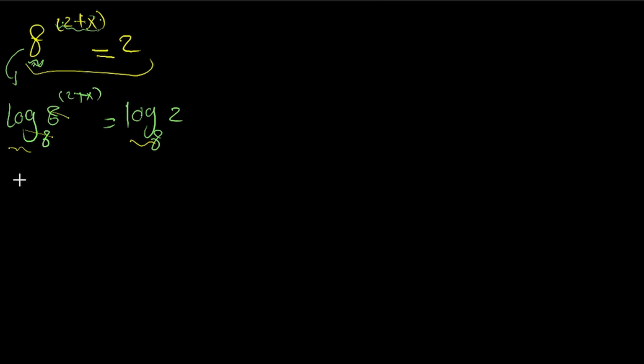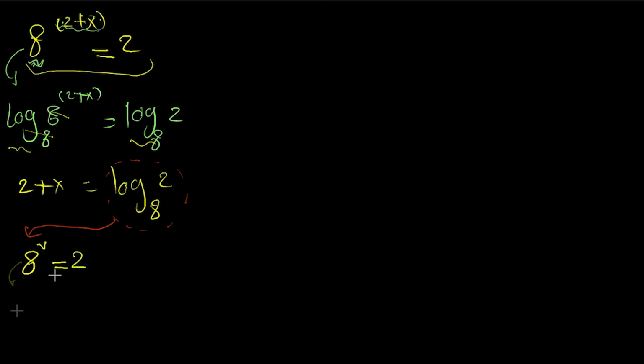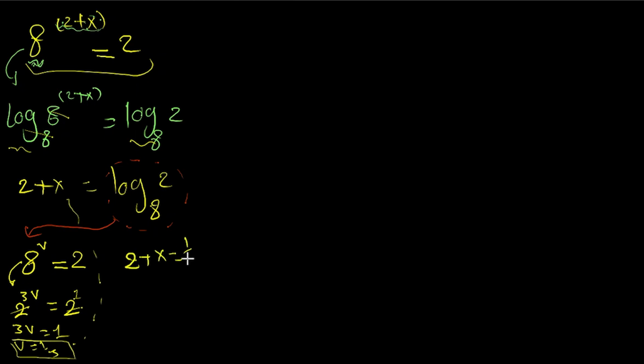You will end up with 2 plus x equal to log base 8 of 2, which is 8 to a certain power giving a value equal to 2. This 8 could be 2 to the power of 3, and of course this will be multiplied by the v, equal to 2 to the power of 1 anyway. So 3v is just equal to 1. In this case, v is just equal to 1 over 3. That is, 2 plus x is just equal to 1 over 3, which will lead you to the value minus 5 over 3.